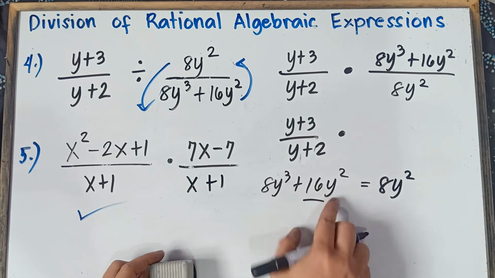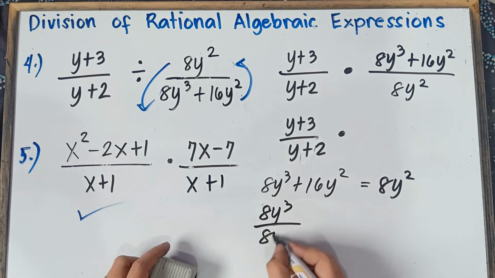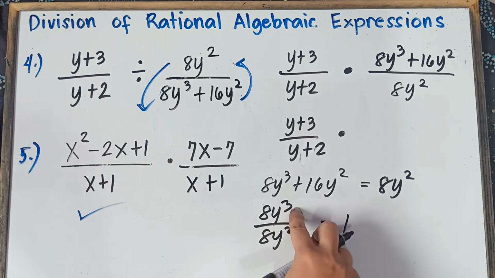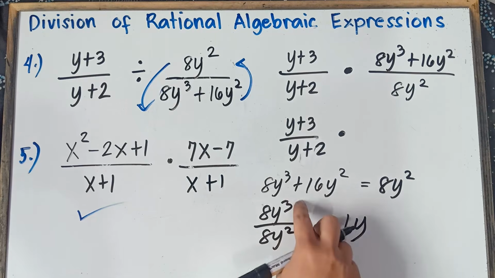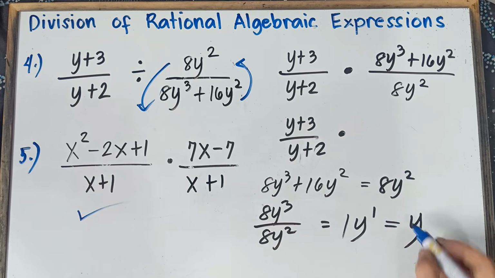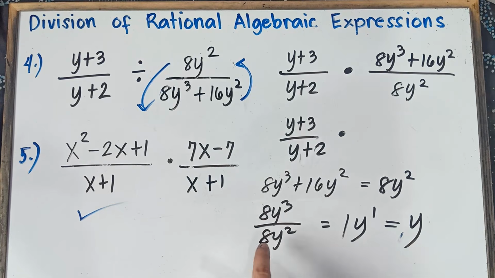Alright, and then simply divide this one. 8y cubed divided by 8y squared. So 8 divided by 8 is 1. Y cubed divided by y squared, simply subtract the exponent. So copy y, copy the base, subtract the exponent, 3 minus 2, that would be equal to 1. So 1y raised to the power of 1, or this is the same with y. Once again, class, 1y raised to the power of 1 is just the same with y. Understood that there's 1 here and then exponent of 1. So 8y cubed divided by 8y squared, the answer is y.